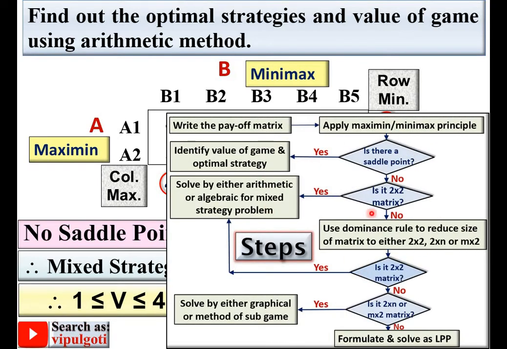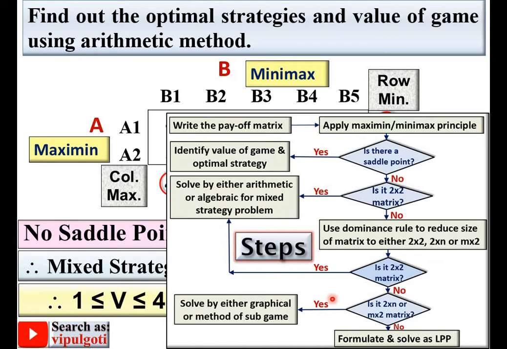So once again, revise the step. Here we can say there is no saddle point, and so you have to ask one more question: is it a 2 by 2 matrix? Here you can see this one is a 2 by 5 matrix, so obviously your answer is no. Next you have to apply the dominance rule and try to reduce the size up to 2 by 2. If it is not possible, then you can reduce the size up to 2 by n or n by 2.